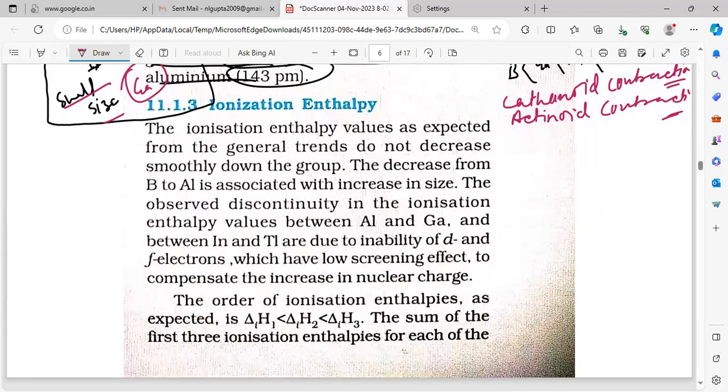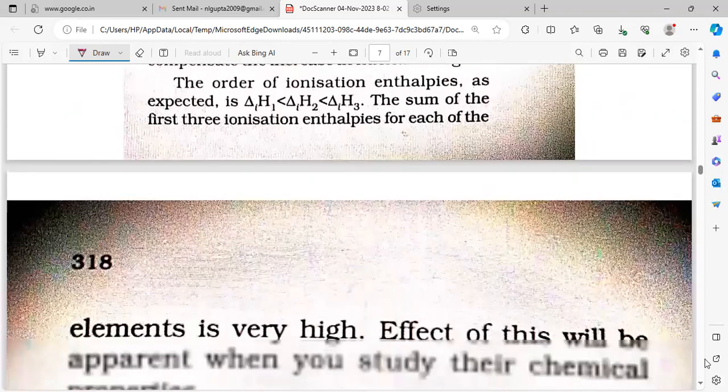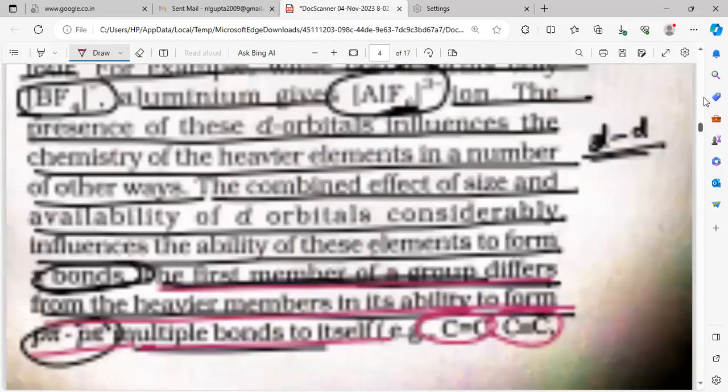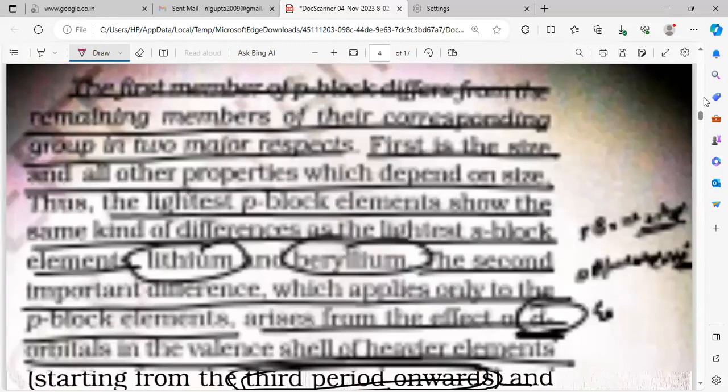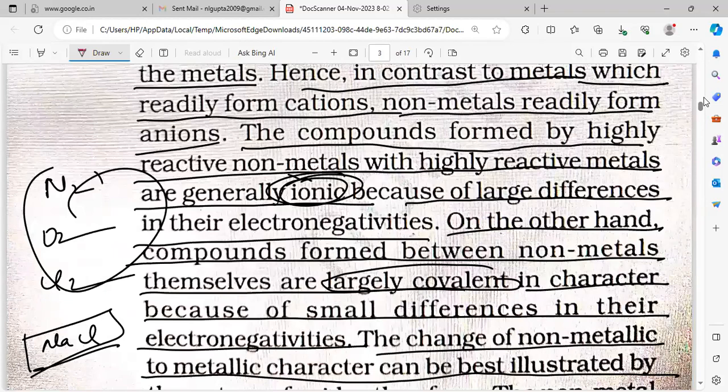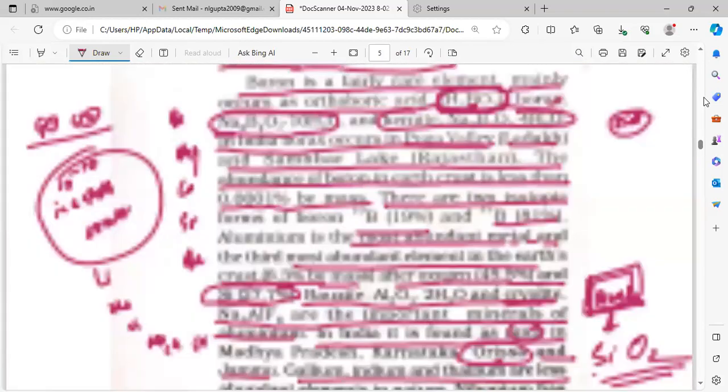Here you see. So this radii you understood, na? Radii, what I told. Radii, y increases, y decreases.